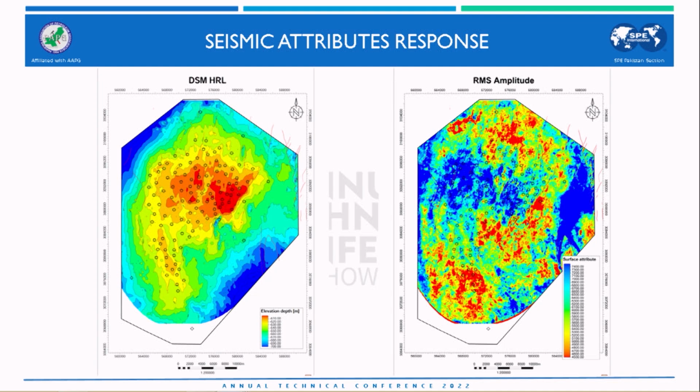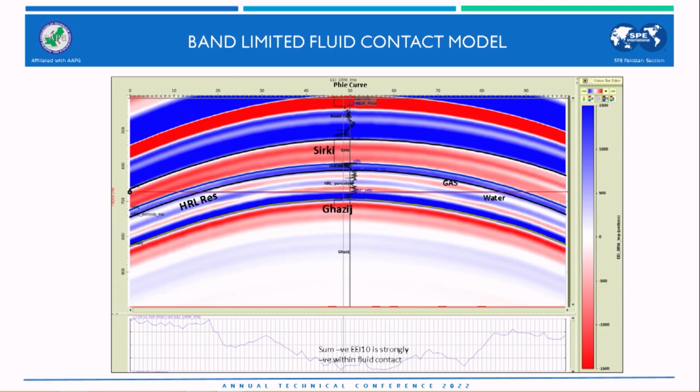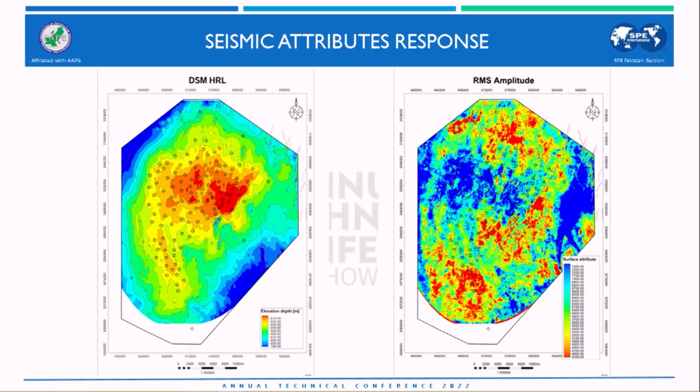And before this gas-water contact, we have stronger amplitudes in the eastern side. So this again correlates with the slide we have discussed, that in the gas zones we are getting weaker amplitudes, and when we are entering into the water zones, the amplitudes are stronger. So this map is showing that this model is supporting this map, or this map is supporting that model. Both are supporting each other.